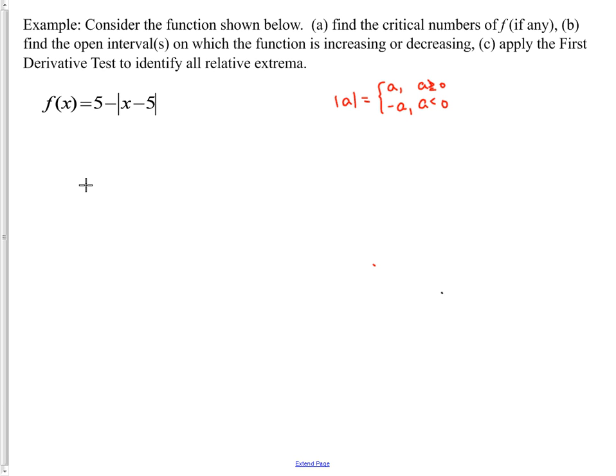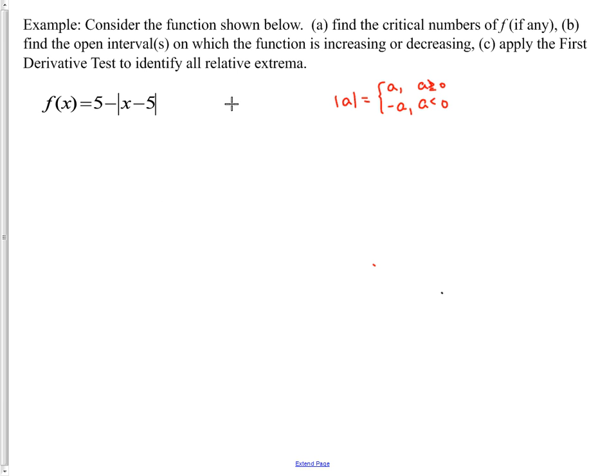So let's consider another function right here. We want to find the critical numbers, if any, of the function. We want to find any open intervals over which the function is increasing or decreasing, and then apply our first derivative test to identify all the relative extrema.